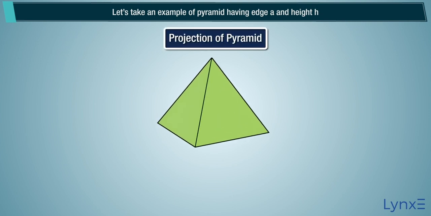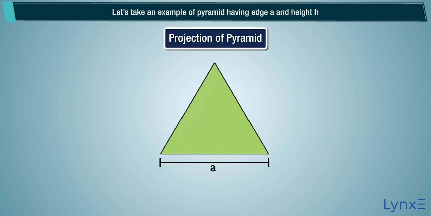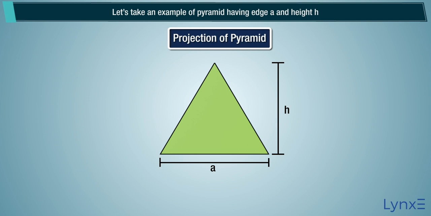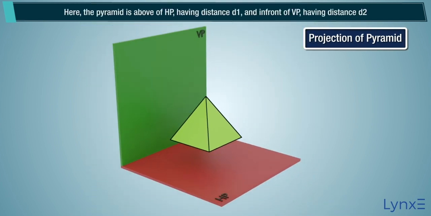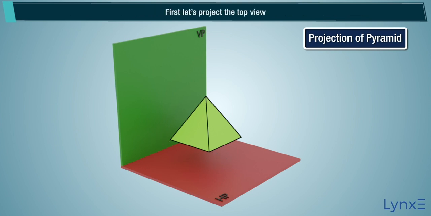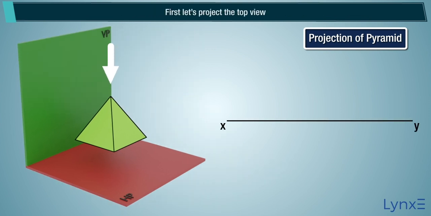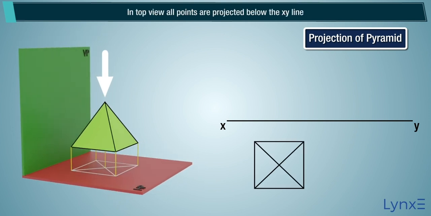Let's take an example of a pyramid, having edge A and height H. Here, the pyramid is above HP, at distance D1, and in front of VP, at distance D2. First, let's project the top view. In the top view, all points are projected below the XY line. Here, ABCD is the top view of the pyramid, and its distance from the XY line is D2.